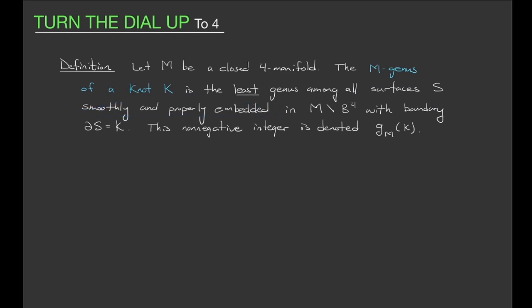Don't really worry about that so much. Just think about it as what is the genus of the surface that the knot bounds, and in particular, what is the least genus. That is going to be denoted by G sub M of K.